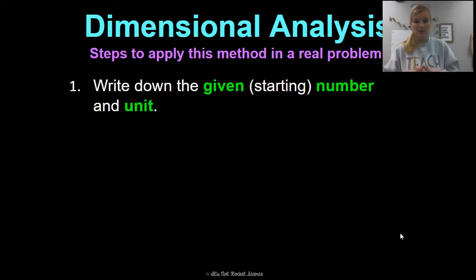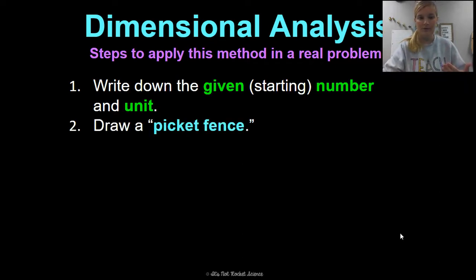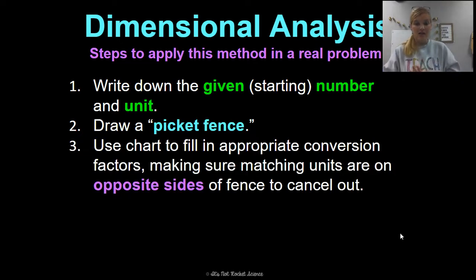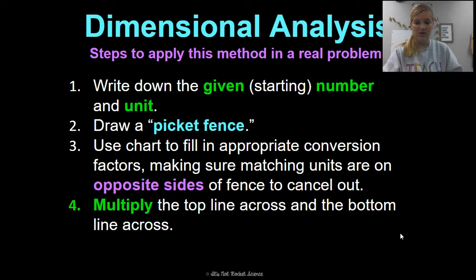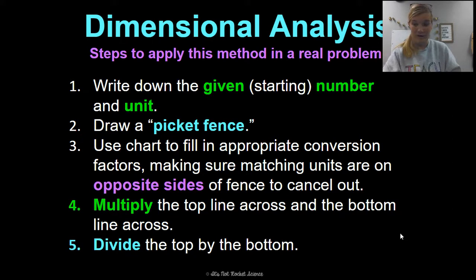But how we're going to actually do this to our problems. You're going to write down the number that you're starting with and its units, just like we were doing before. Then you're going to either draw a picket fence, or what we were doing was just doing our different fractions with multiplication in between. And then use the chart to fill in the conversion factor. Now you want to make sure your units are matching, and the units that match are on opposite sides. So if you want to cancel out your days for a week, then you would put days on top over here and days on bottom over here, because we would cancel those out because they make the same thing. And then you're going to multiply straight across just like we did in class. Then you would do the actual math in your calculator of dividing what is on the top of your fraction by what is on the bottom.